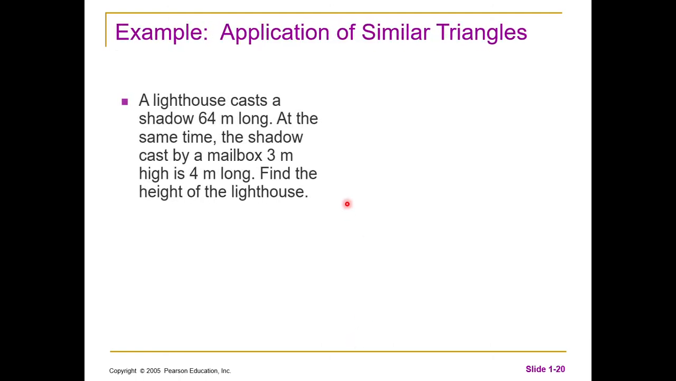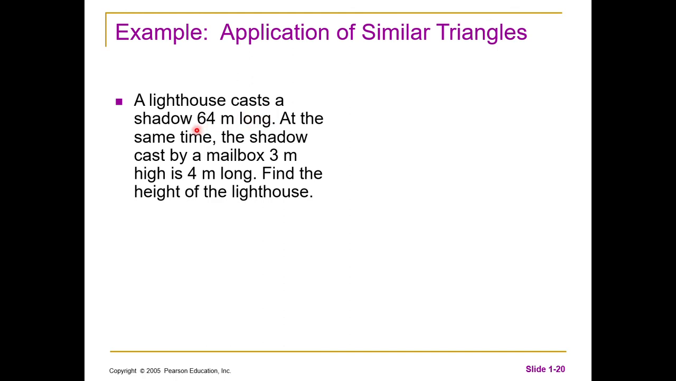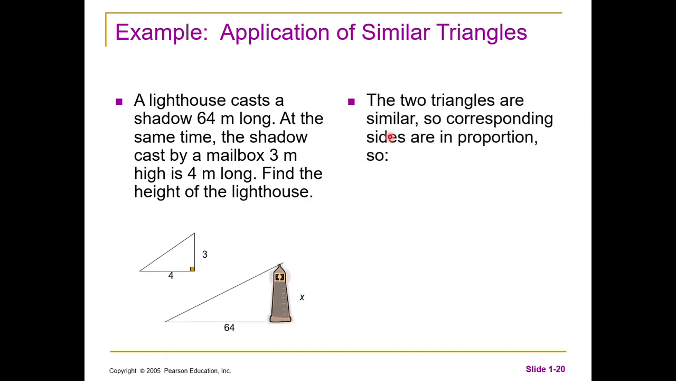Okay, next, we have the application of similar triangles. So, a lighthouse casts a shadow of 64 meters long. At the same time, the shadow cast by a mailbox 3 meters high is 4 meters long. So, we're looking for the height of the lighthouse. So, ayan. So, the two triangles are similar. So, the corresponding sides are in proportion.